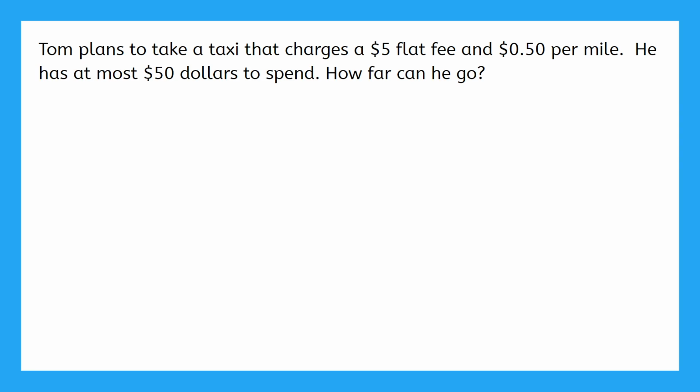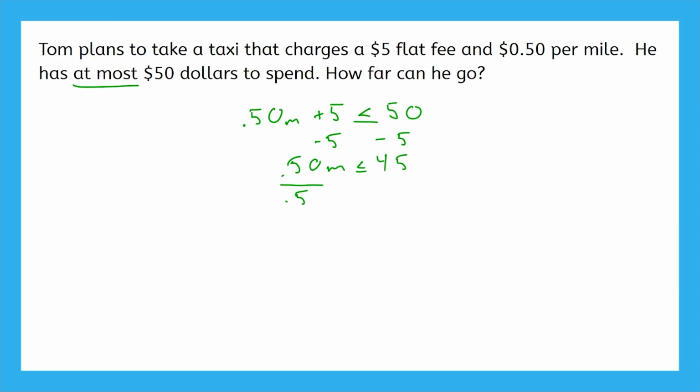Another clue that this should be an inequality is the phrase "at most." This means Tom is willing to spend up to $50, but that's the most. Absolutely no more. So we should set up an inequality showing that the amount Tom pays for the taxi can be equal to or less than $50. Now we're going to solve by subtracting 5, then divide by 0.5, and we get that m is less than or equal to 90. Does this answer make sense?